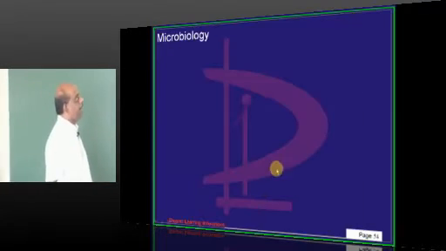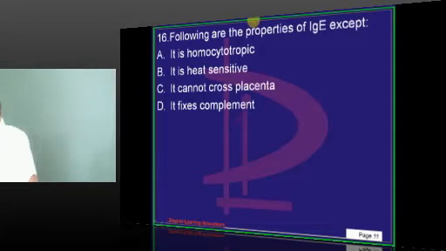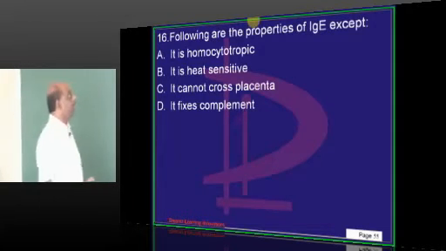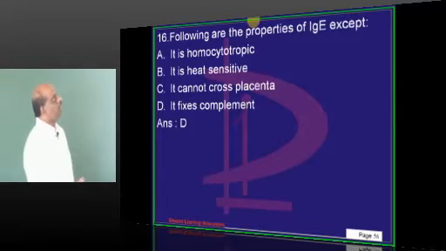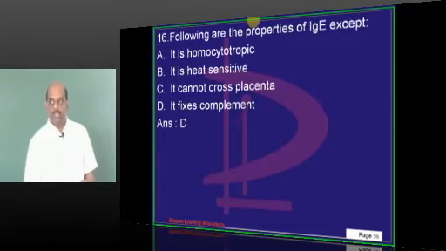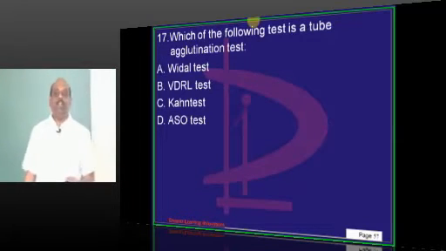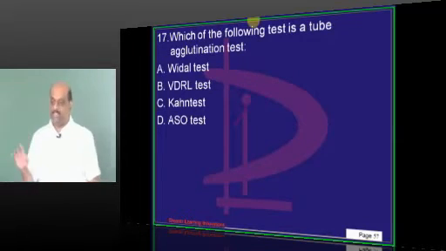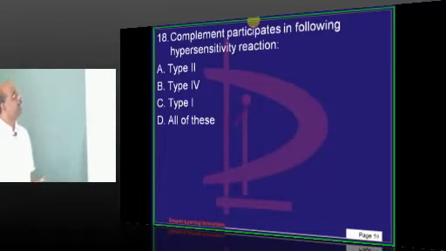ultimately remember. Now doctor, IgE, what is the exception about it? D. Excellent. Because only M fixes complement. M is the one which is pentavalent. So it is the one which is capable of fixing the complement. Agglutination test, Widal test, one of the types of tests. Even a school going kid can answer this.